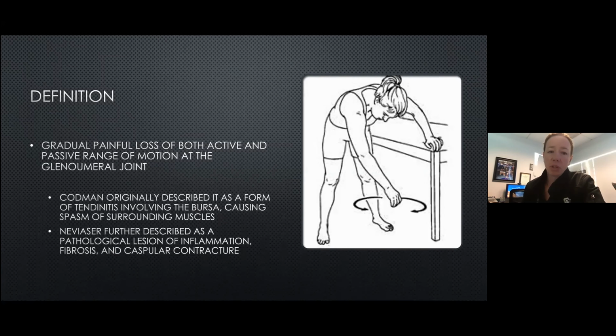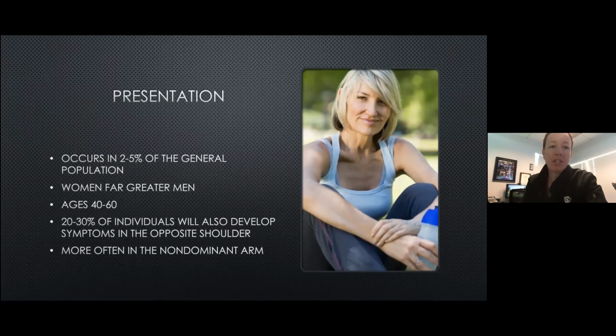So the definition of adhesive capsulitis is a gradual loss of both active and passive range of motion, specifically the glenohumeral joint. Codman originally described this as tendinitis, which involved bursa and spasm, which we understand really probably is not the pathology, but Neviaser and Joe Hannafin have really described this more as a continuum of a pathologic lesion that starts with inflammation of the glenohumeral capsule, followed by fibrosis, and then capsular contracture and thawing or loosening up.